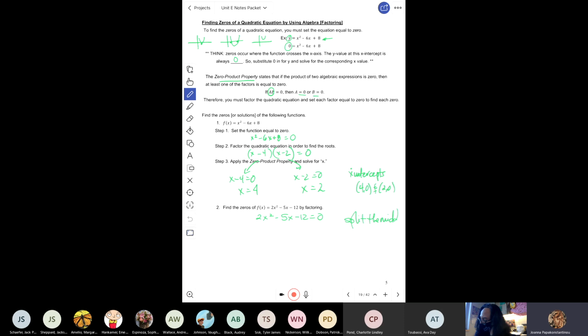And remember, to split the middle, I noticed that my leading coefficient is not 1, so I have to multiply a times c, 2 times negative 12, which gives me negative 24. And I'm looking for factors of negative 24 that add to give me what? Negative 5. And so what are the two factors going to be? Beautiful, negative 8 and 3. So I bring the first term down. I bring the last term down. I split that middle term, and again, it doesn't matter which you put first and which you put second. Then I'm going to factor by grouping.